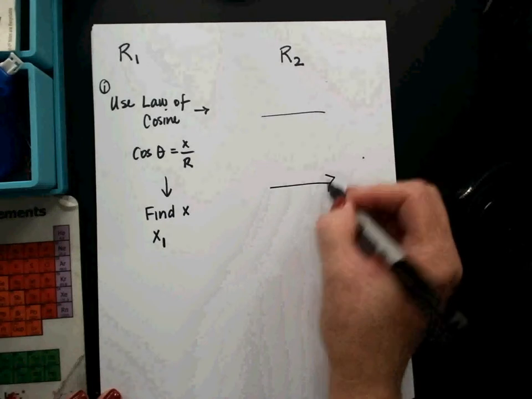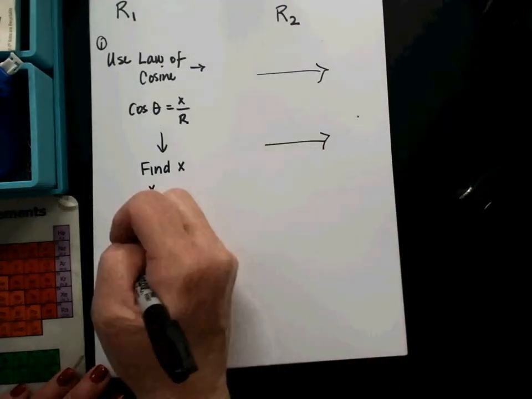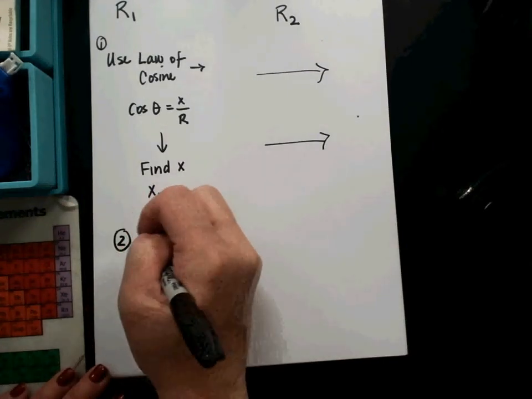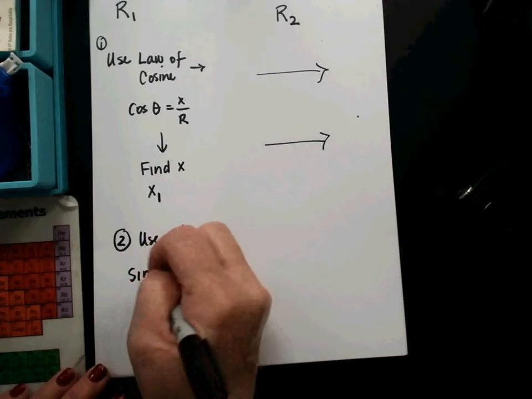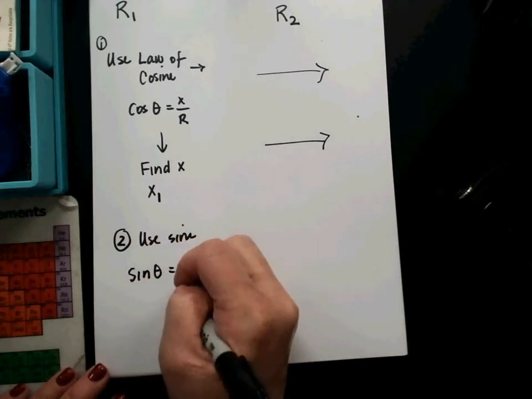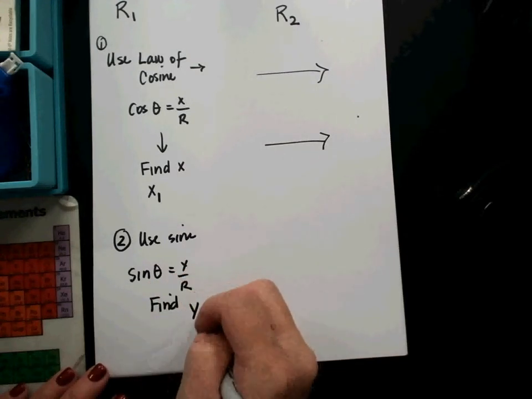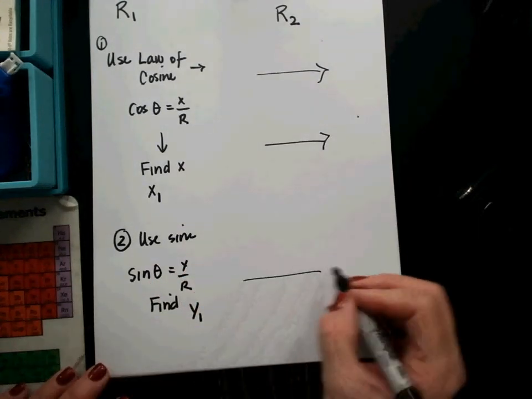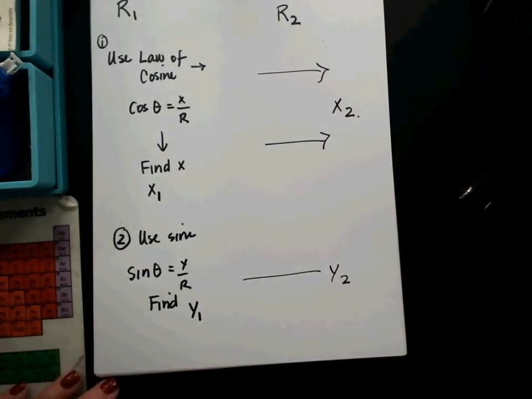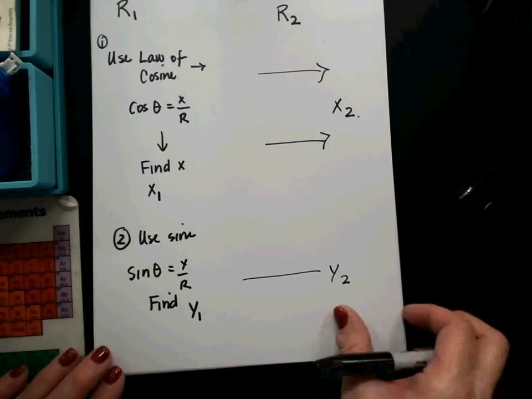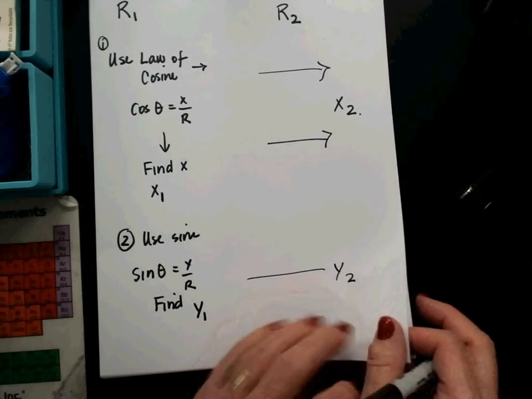And again, whatever I do over here, I'm going to do with my second vector. I'm not going to write it twice. Then I'm going to use sine, in sine theta equals y over r, to find y1. And over here, I'm just going to find y2. And over here, I found x2. So I find my x and my y components.